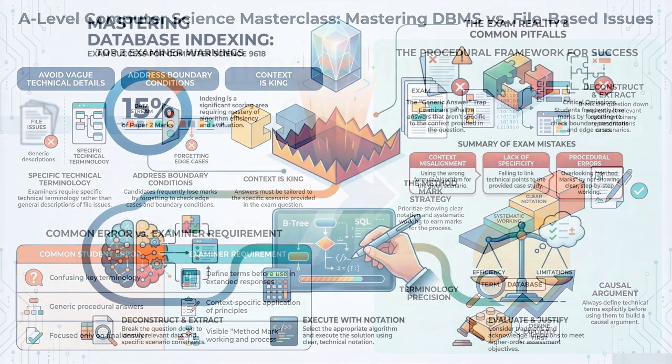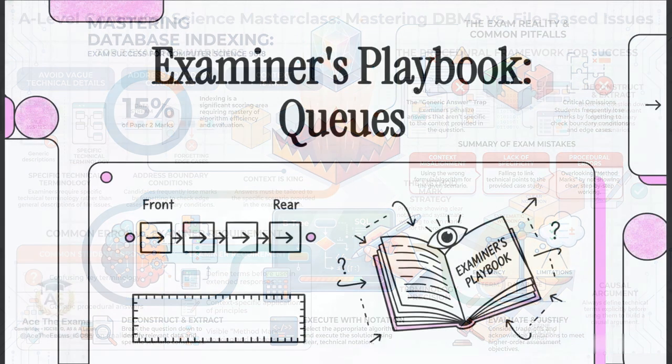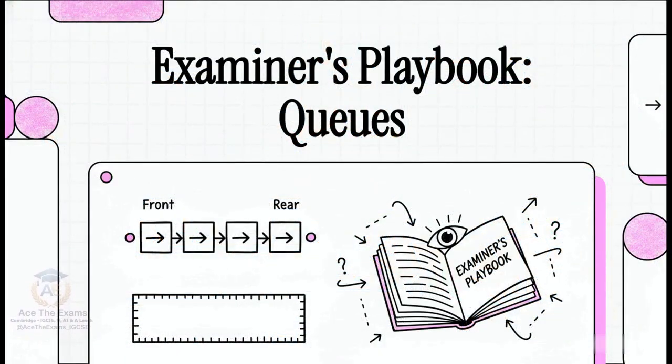Today, we are treating the Cambridge 9618 Computer Science exam like the ultimate casino vault, and we're assembling a team of cognitive specialists to pull off the perfect answer heist. I call this the examiner's playbook. We are going to decode exactly what it takes to master a topic that literally makes or breaks your grade, implementing queues using arrays. Think of this as your master blueprint.